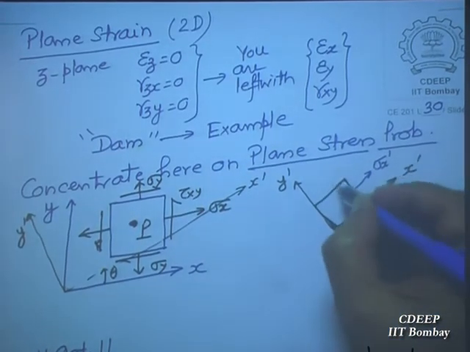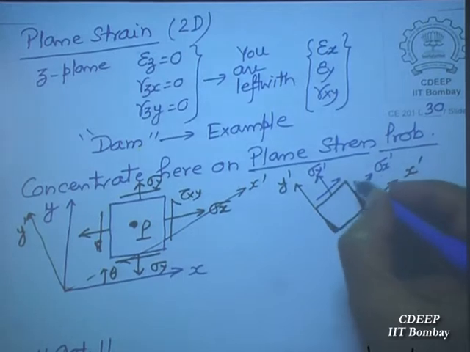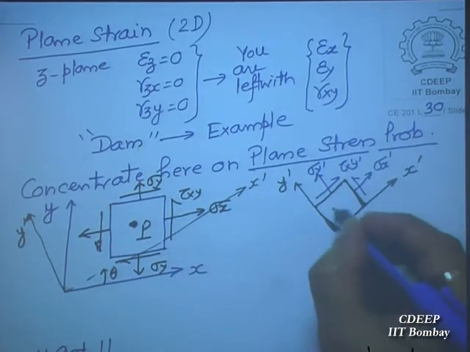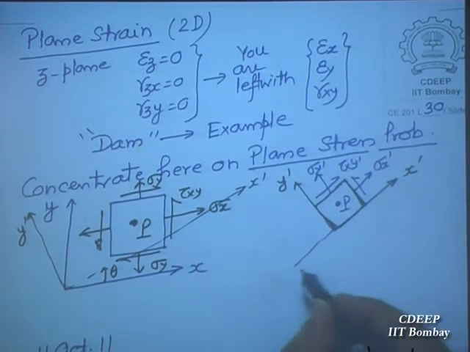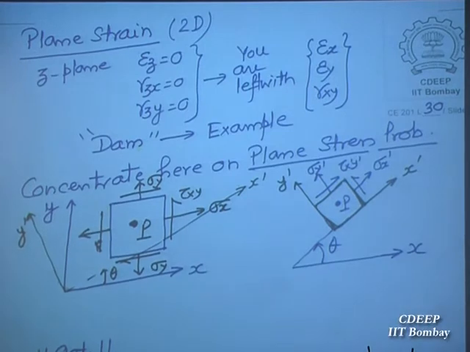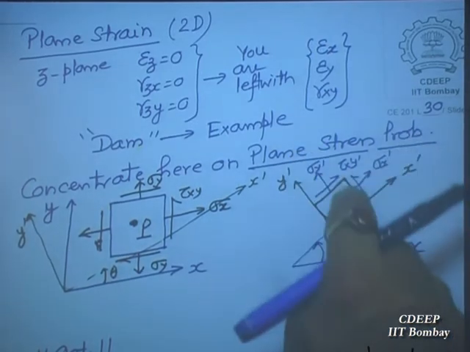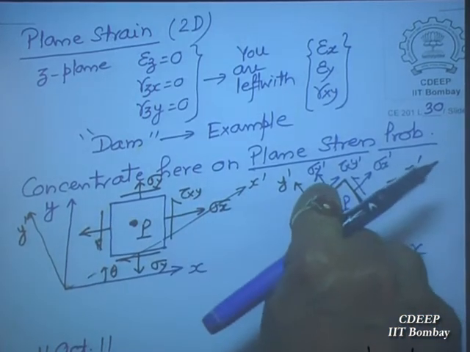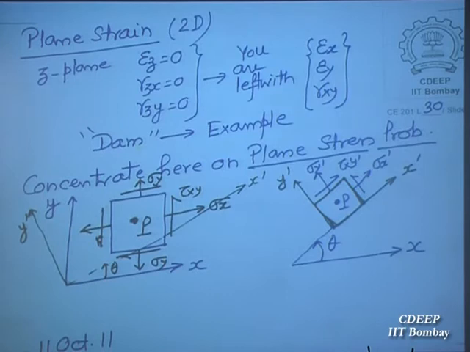Sigma x dash, sigma y dash, then tau x dash y dash. Same point. I am only changing the orientation of my element, which is now making an angle theta with the x axis. Numerically these values will be different, but it is the stress at the same point, three components with reference to x dash, y dash instead of x and y.